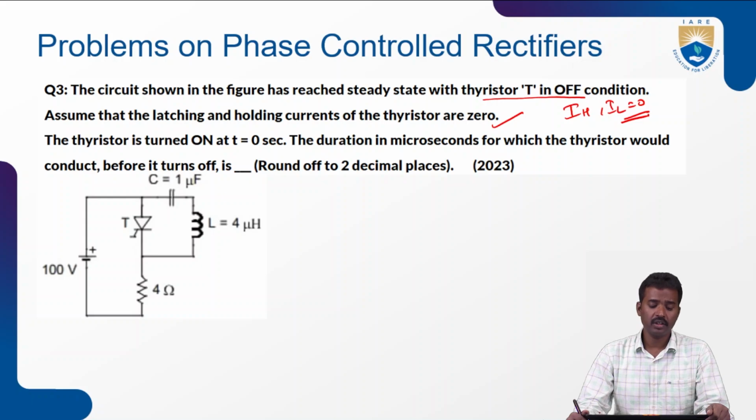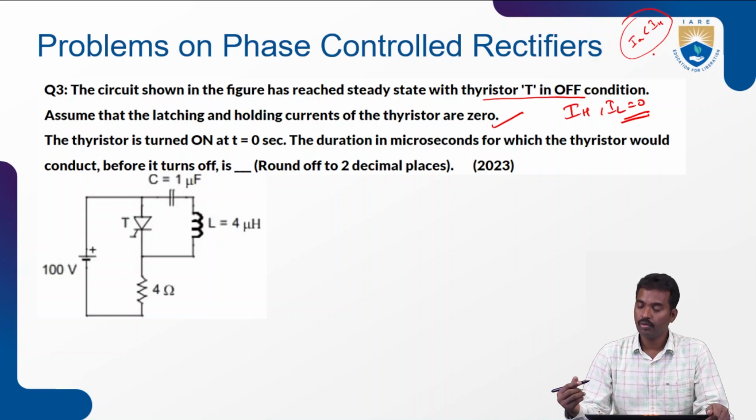The thyristor is turned on at... latching current and holding current. Holding current means when the anode current is less than the holding current, the thyristor goes from the forward conducting mode to the forward blocking mode. But IL means the anode current reaches a value where IA is greater than IL.